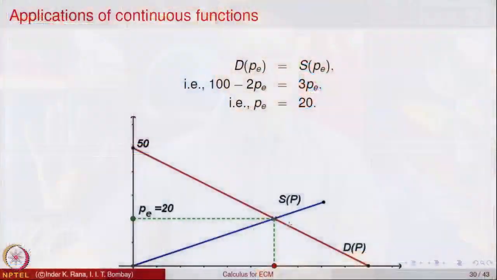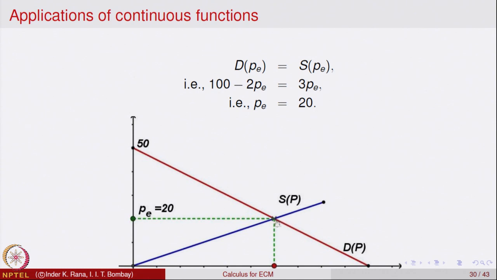And I want to illustrate this in another way as follows. Geometrically, this system of two equations, when you solve, you get this price PE equal to 20. So, this red one is the demand curve, that is a linear curve 100 minus 2p, and the supply is equal to 3p. So, that is a linear equation passing through the origin. So, these are the two graphs of these two equations, D of p and S of p.